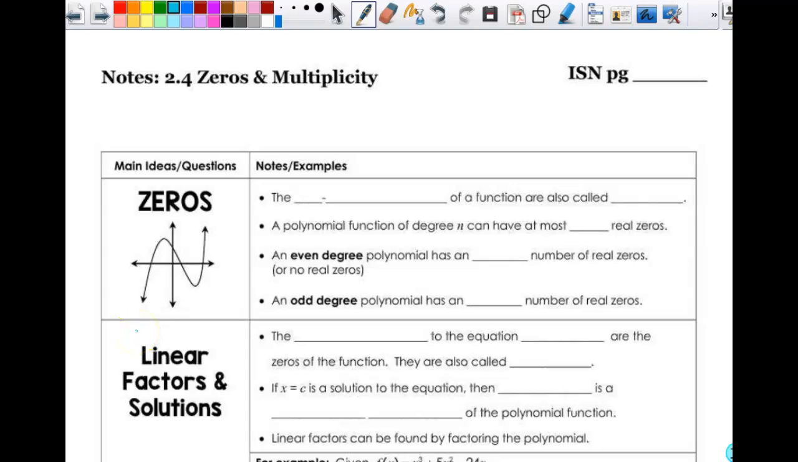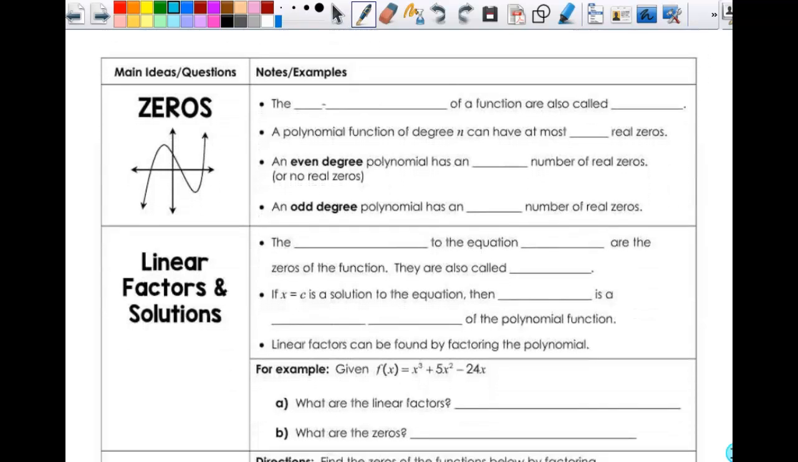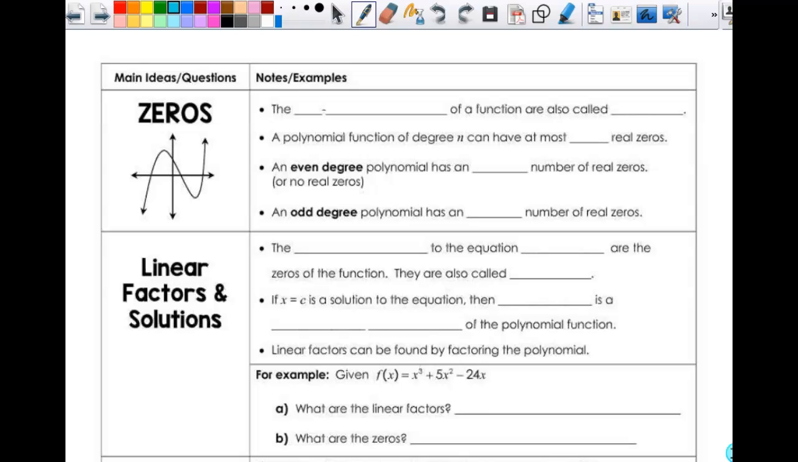Today we're going to talk about zeros and multiplicity, just an extension from what we did with our sketching last week. So if you recall, we can call our zeros lots of things. We can call them zeros. What's another thing we could call them? X-intercepts, solutions, and there's one more, roots. Very good. Okay, so our zeros, x-intercepts, roots, solutions, those all refer to the same points on the graph, right?